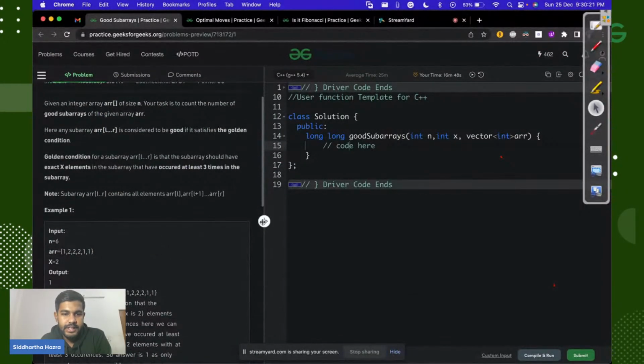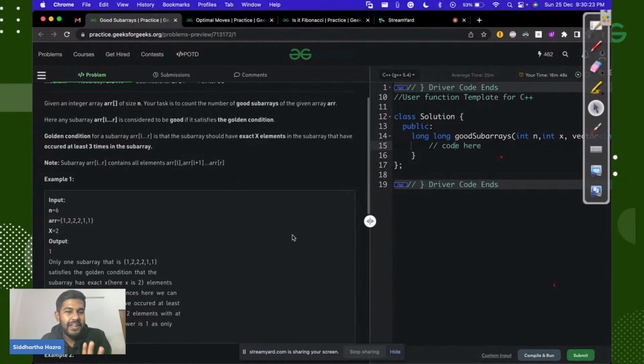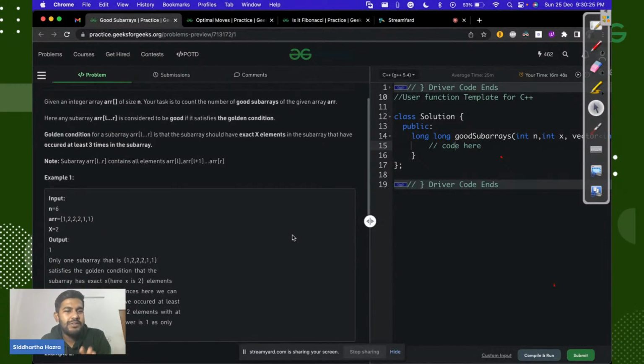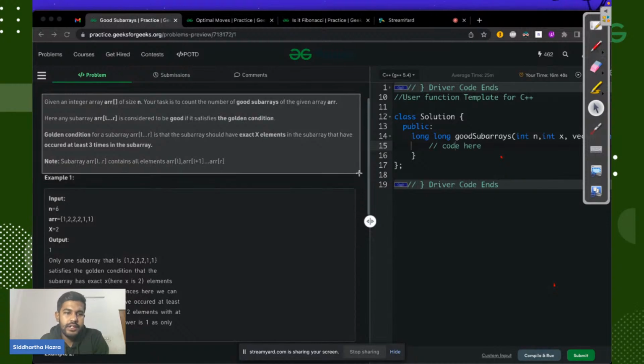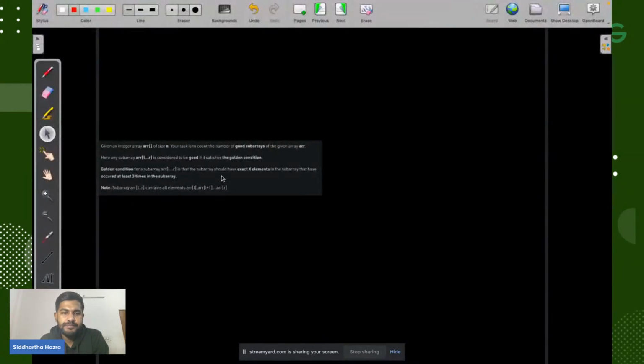Okay. See, this problem is a very famous problem, and if you have not solved it earlier, then solving this problem at first hand is very tough. This problem is a little bit tricky to understand. When I first solved this problem, it was indeed tricky. So I would quickly explain the problem.